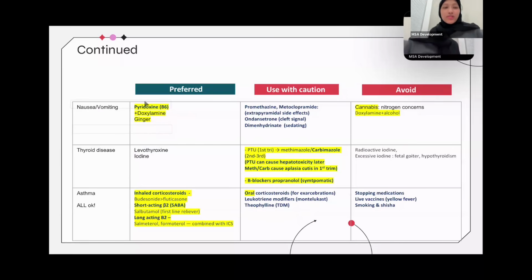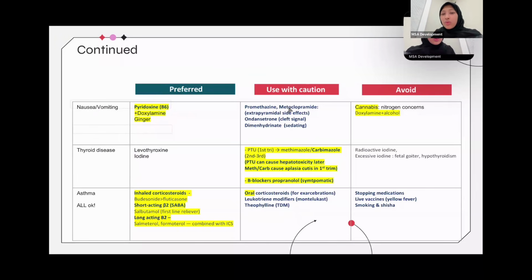So let's go to nausea and vomiting, which is a common symptom in pregnancy. But if someone is coming with severe vomiting, this is called hyperemesis gravidarum. It's very, very bad. You want to treat it. You do not want to leave them alone. What is preferred? You give them pyridoxine, which is B6, because with the vomiting they lose vitamins. So give pyridoxine, doxylamine, ginger. It's good. Gray area, not that important.